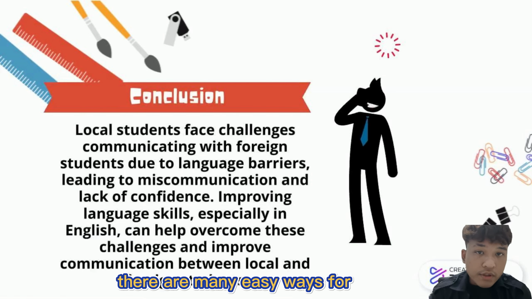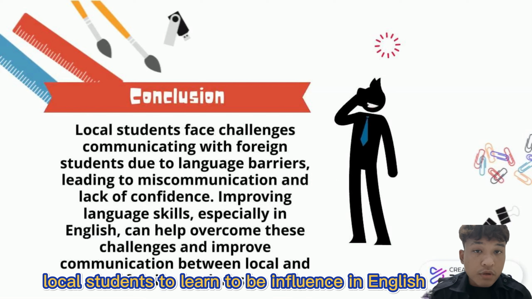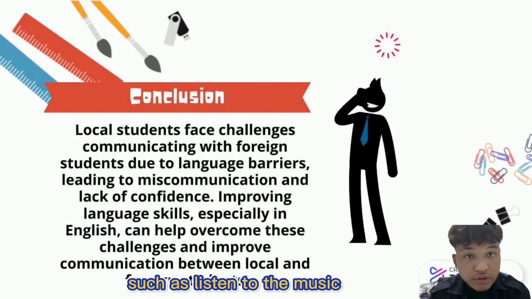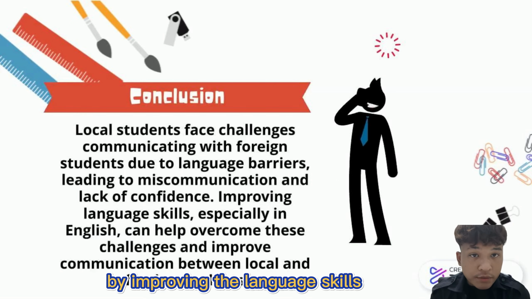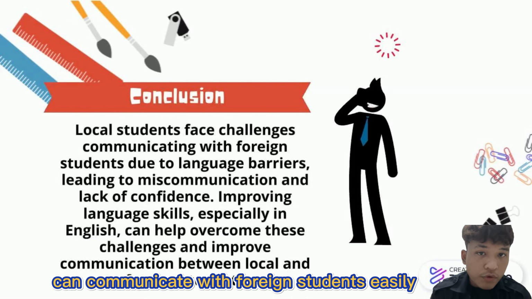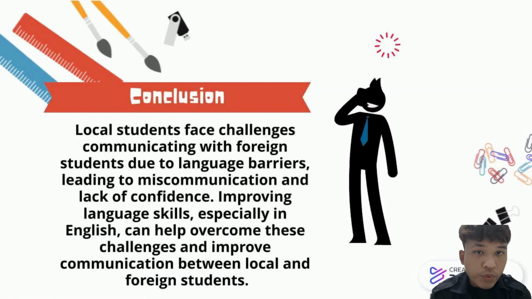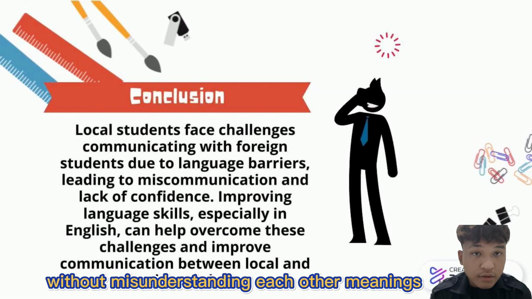There are many easy ways for local students to learn to be fluent in English, such as listening to music, watching films or movies, and many more. By improving their language skills, local students can communicate with foreign students easily without misunderstanding each other's meanings.